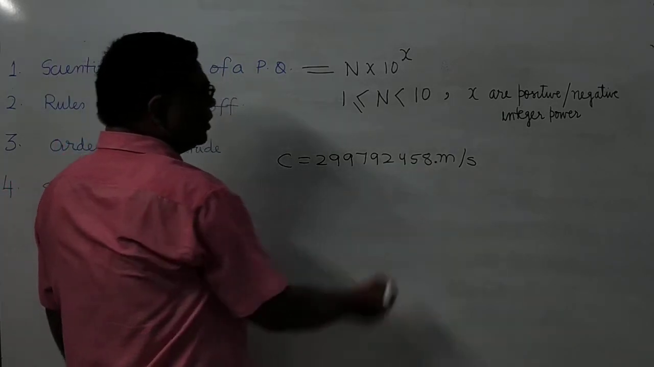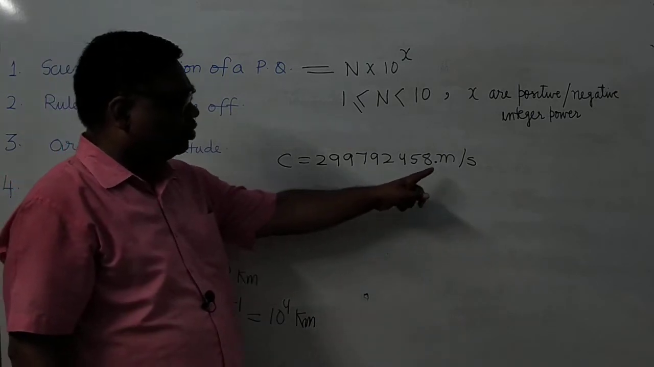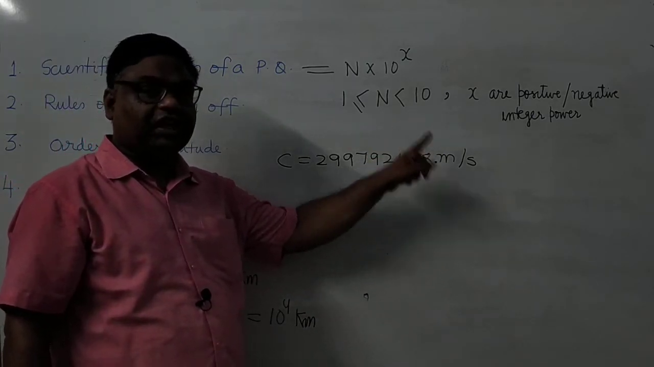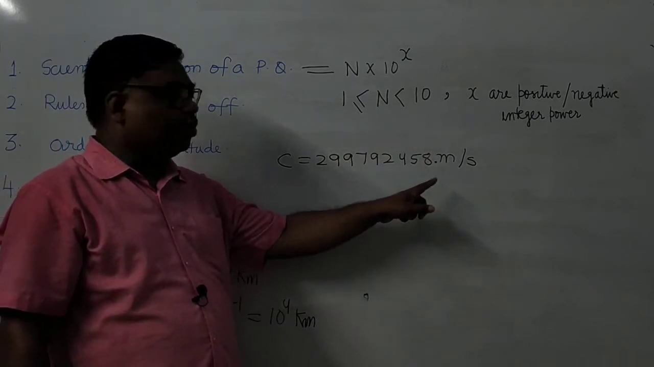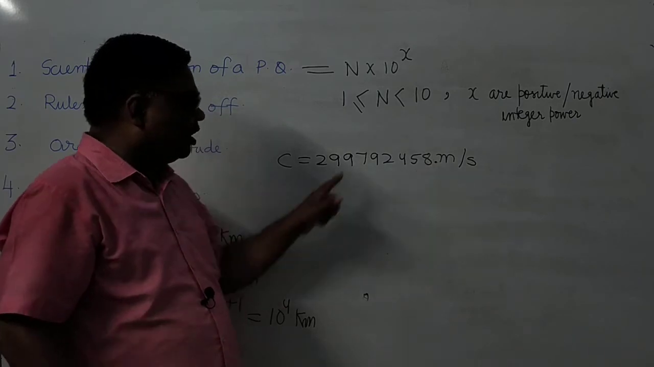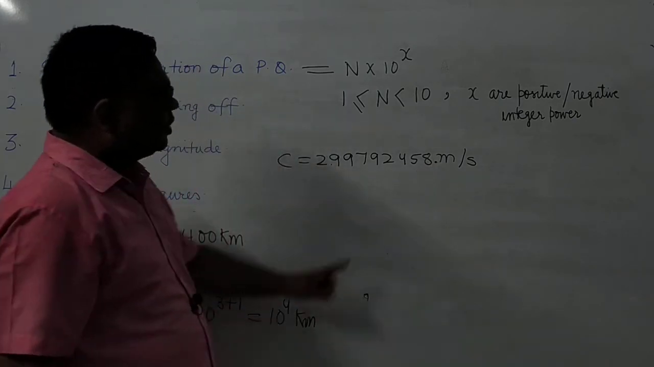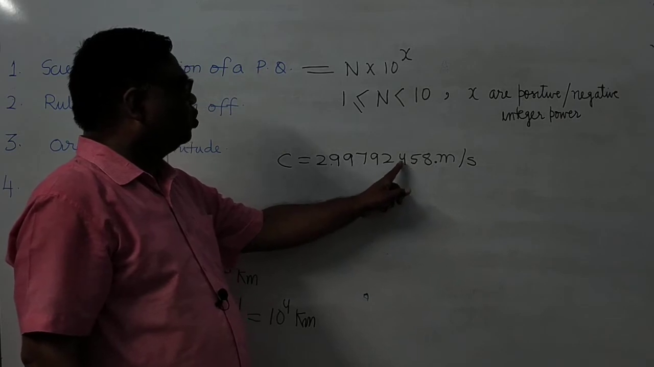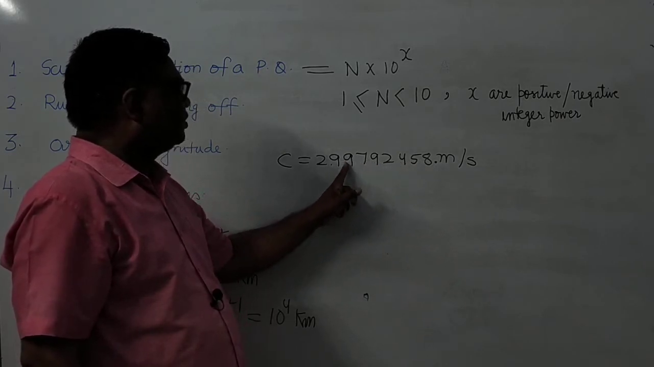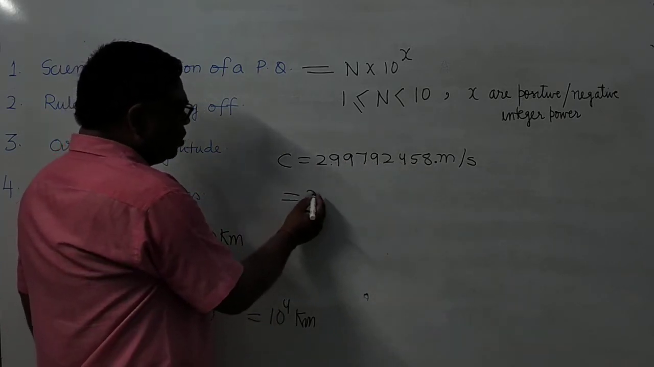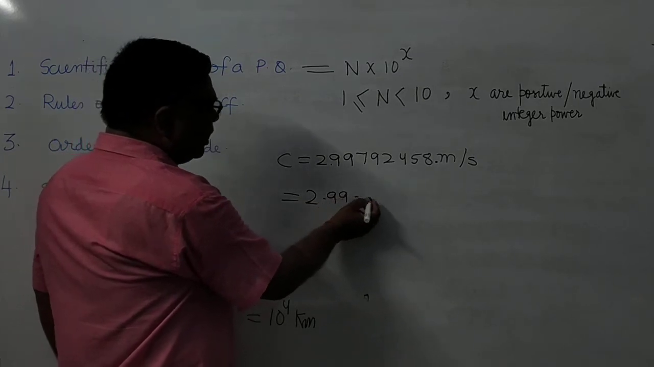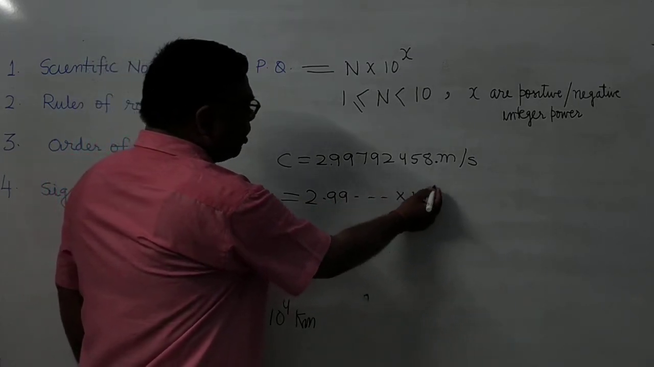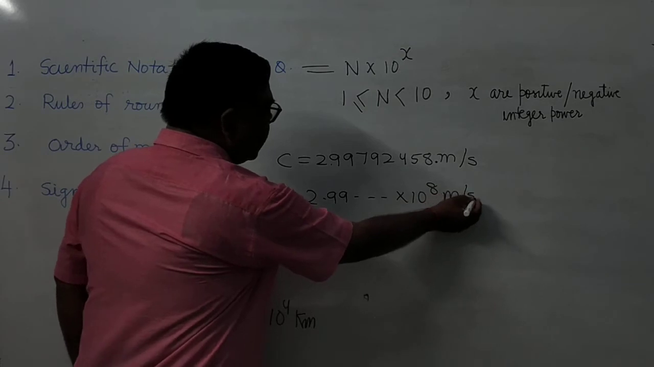The decimal point will be at this point, because here there is no decimal point, which means it will be just after the unit place. Now you have to bring the decimal point from here to here. How many places will you cross? 1, 2, 3, 4, 5, 6, 7, 8. That is 2.99 and so on into 10 to the power 8 meter per second.